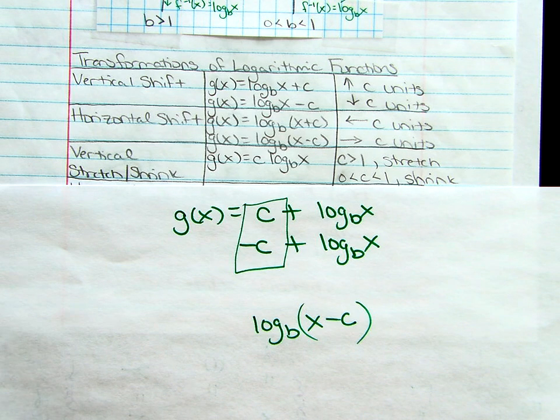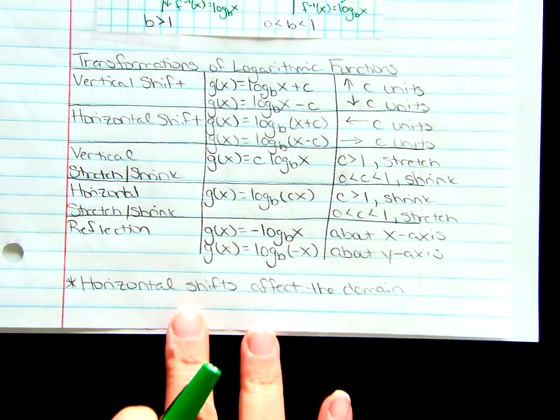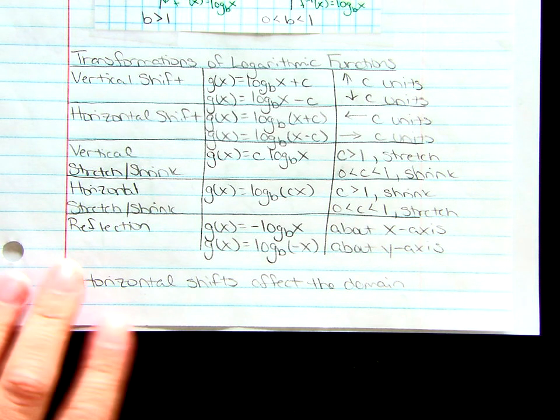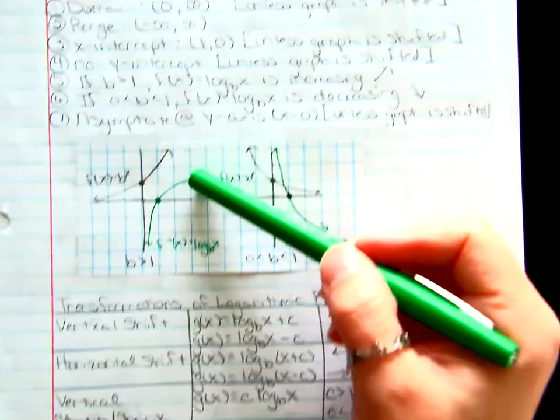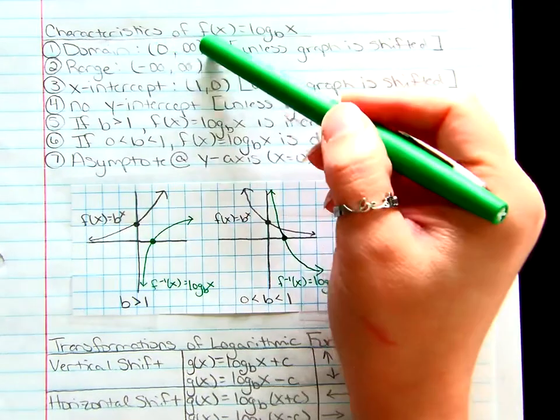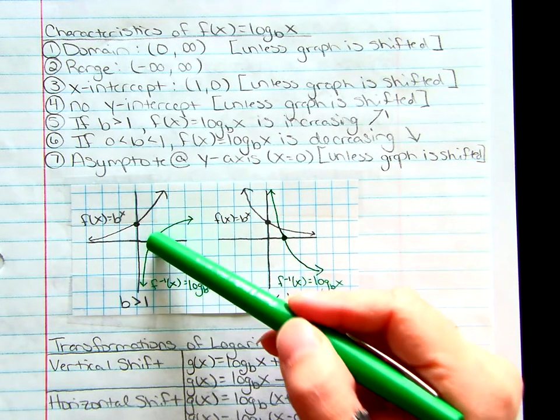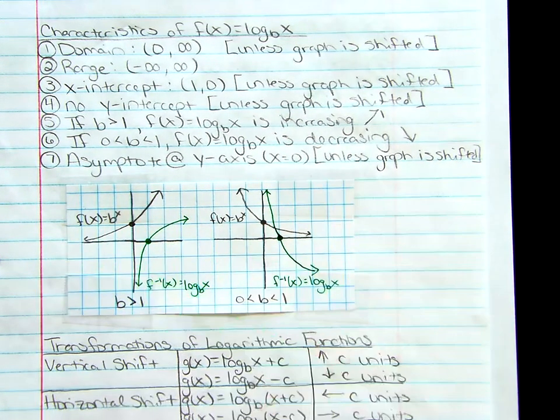I did note at the bottom that if you do some horizontal shifts, that will affect your domain. And that's because our domain is limited from 0 to infinity for these logarithmics. But if I'm shifting to the left, then my asymptote shifts to the left, which means my domain shifts to the left or to the right, whichever way I'm going. It's no different than when we were shifting our exponentials up and down, and that affected our range.